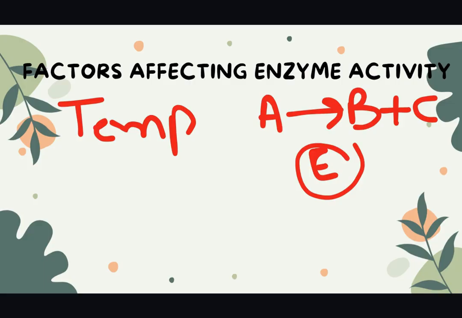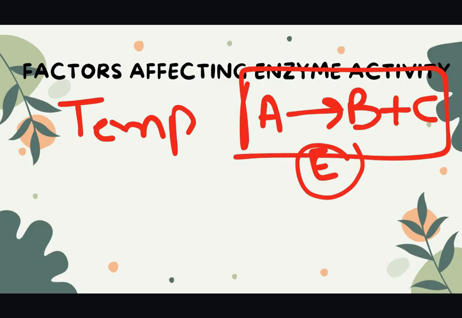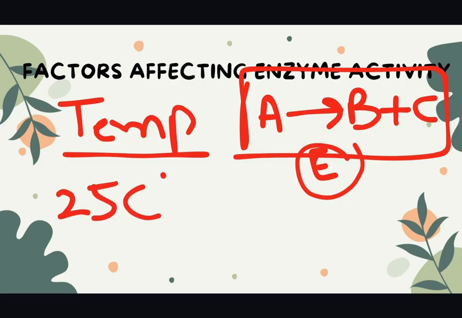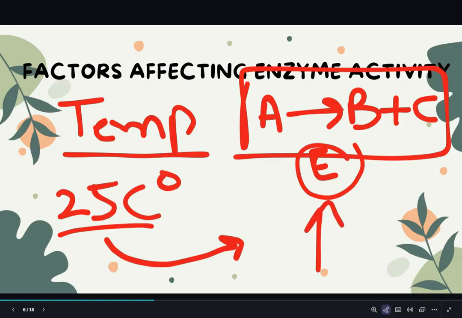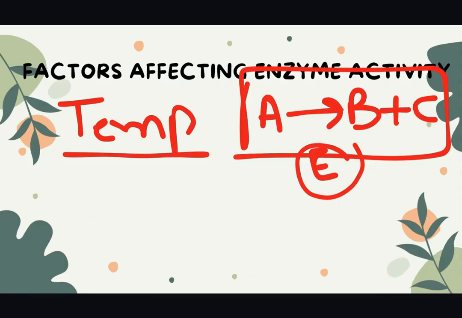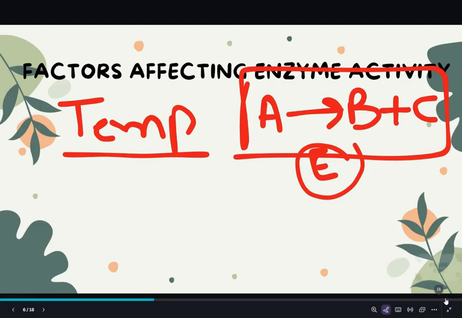But instead of keeping the temperature of this reaction constant, I start increasing the temperature. Let's suppose this reaction was proceeding at 25 degrees Celsius, at room temperature. Now I start increasing the temperature, and I'm going to notice two things here.